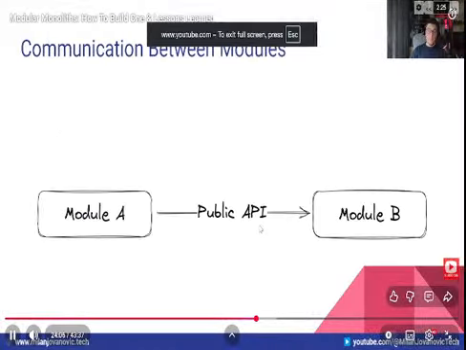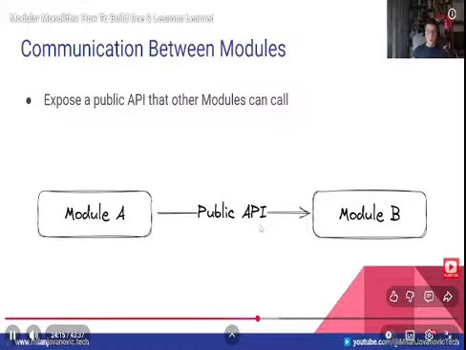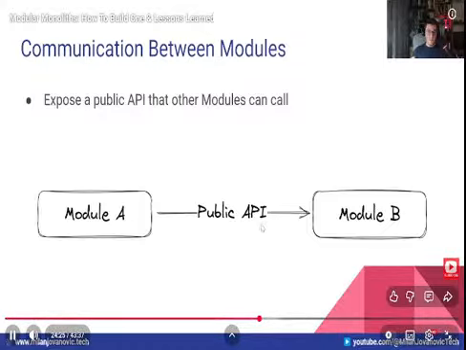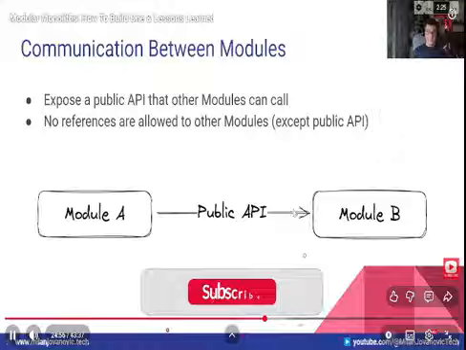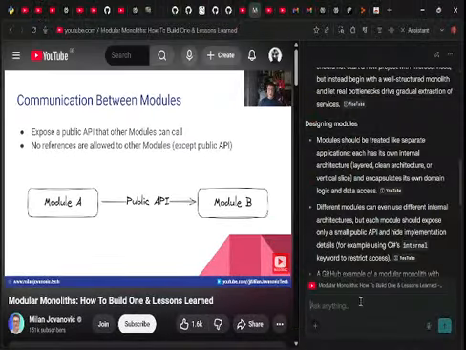So moving on, let's talk about communication between modules. Every module is going to expose some sort of public API that other modules can call. This public API can be maybe an interface that other modules can call to interact with the module that is exposing the public API, or it can be something else. I'm going to talk about that in just a moment. Now, it's important that there are no references allowed to other modules in the system except the public API. So if we have two modules, let's say they're architected using the vertical slice architecture, they are only allowed to call the public APIs that they expose, and they cannot reference anything else inside of other modules.